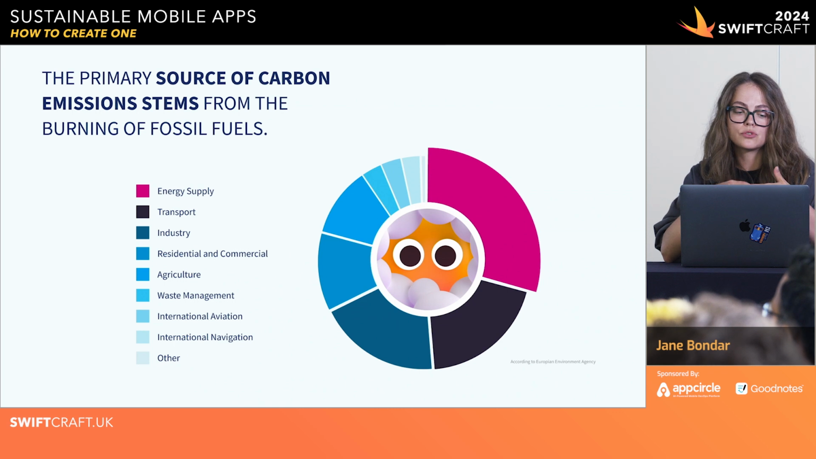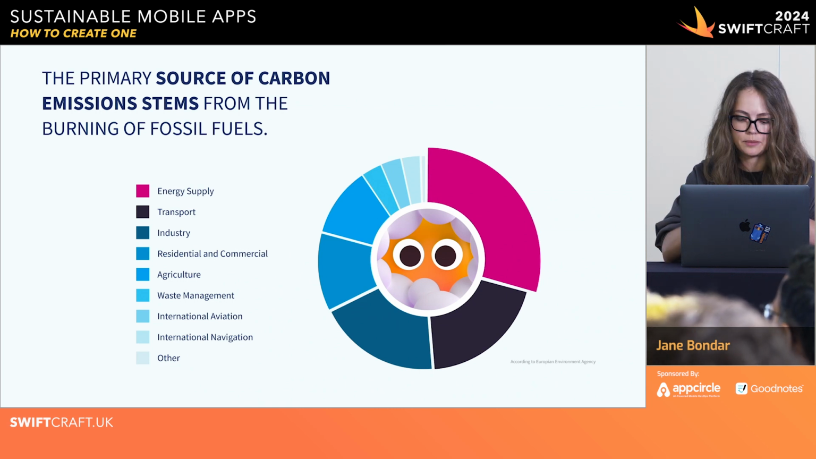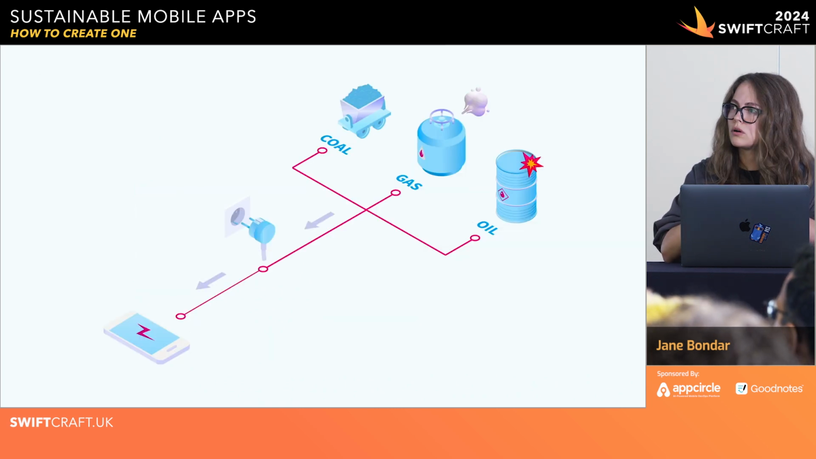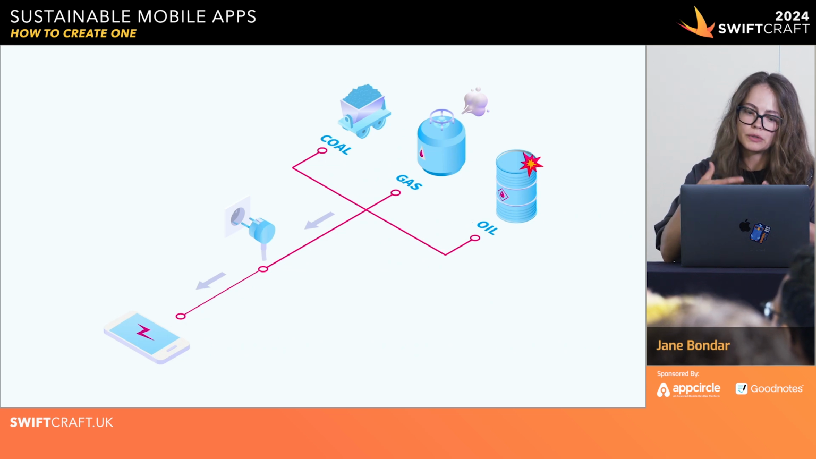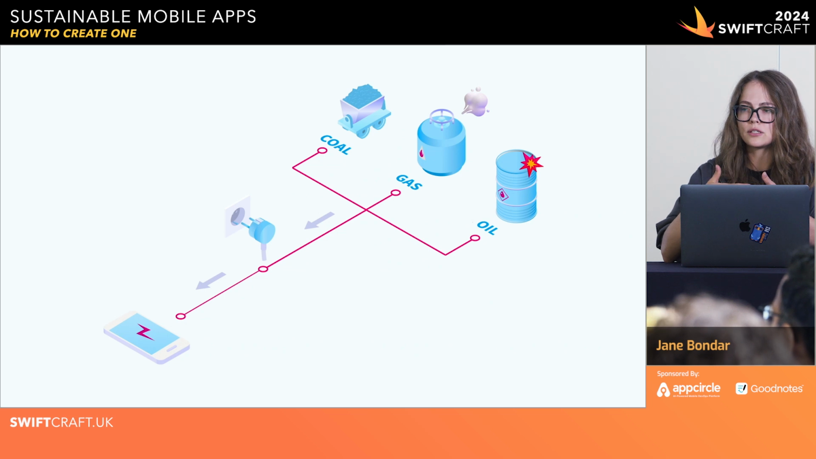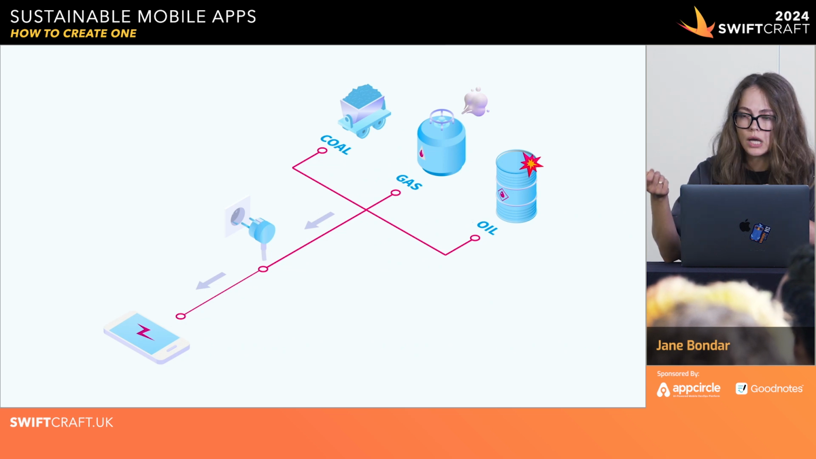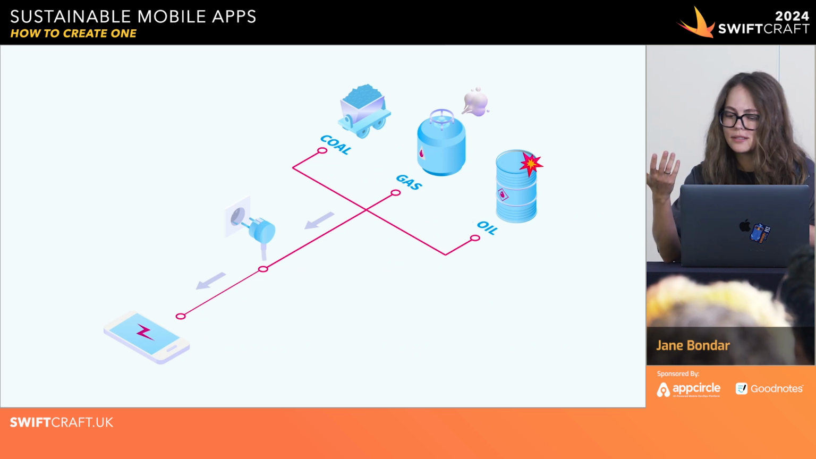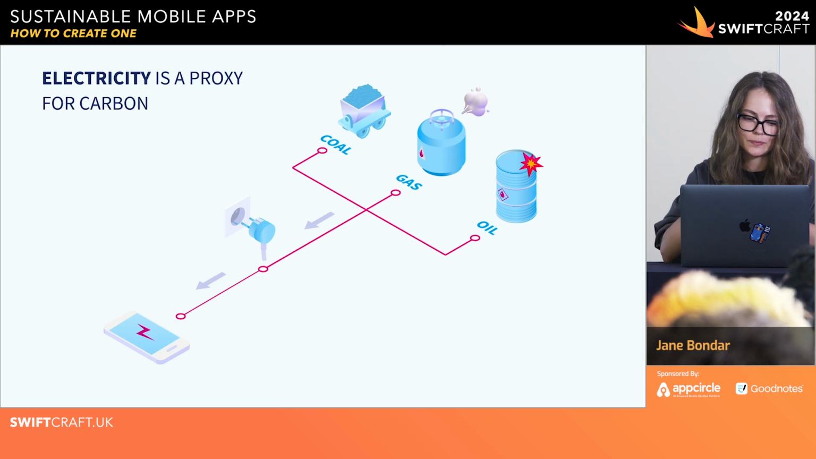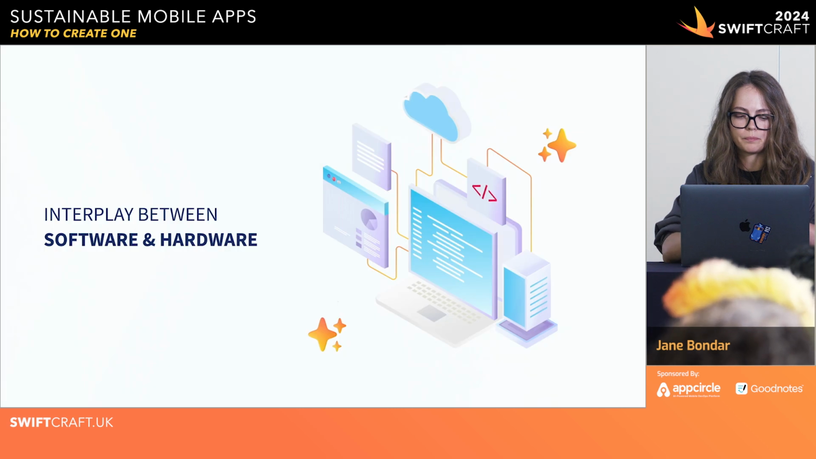The primary source of carbon emissions stems from the burning of fossil fuels. And why do we actually burn them? To generate electricity. Even though we as humanity strive for green energy, current technical and economic constraints unfortunately prevent us from eliminating high carbon sources entirely. Therefore, when we connect our device to an electrical outlet, our hands are clean, but it doesn't mean that the electricity is clean. So in this context, electricity can be considered as a proxy for carbon.